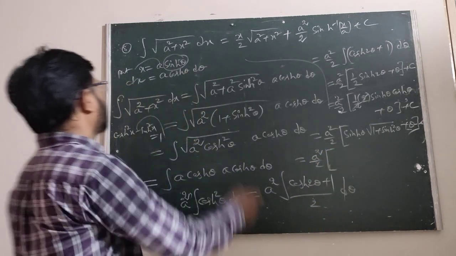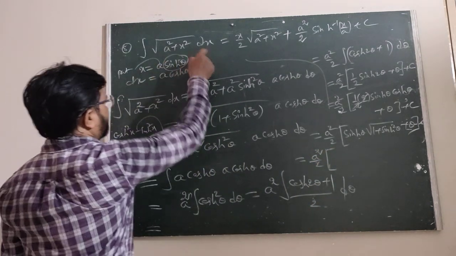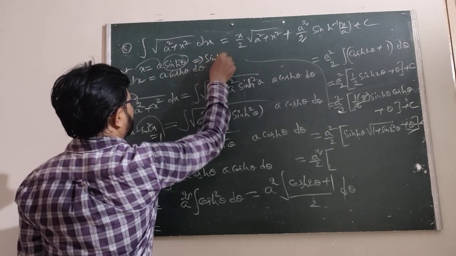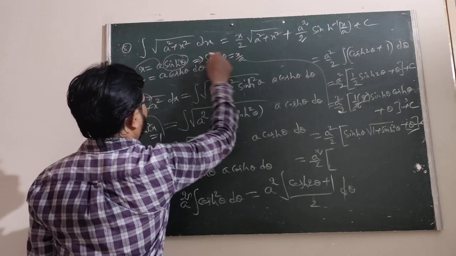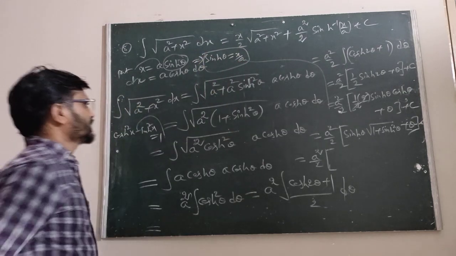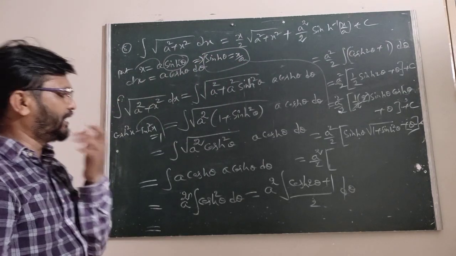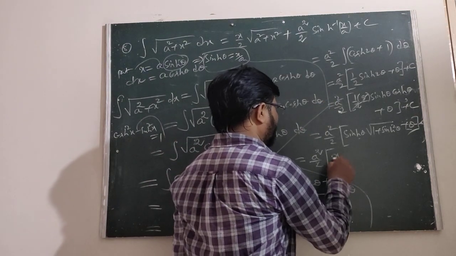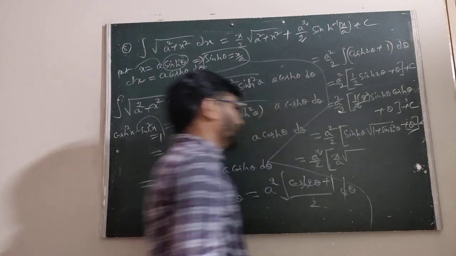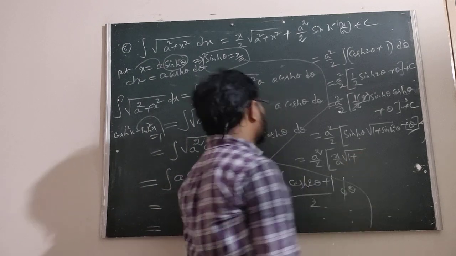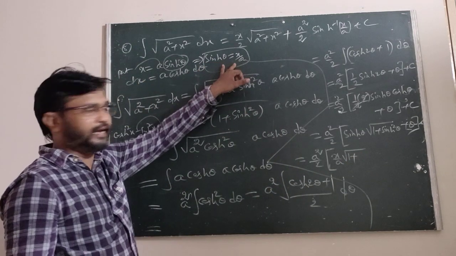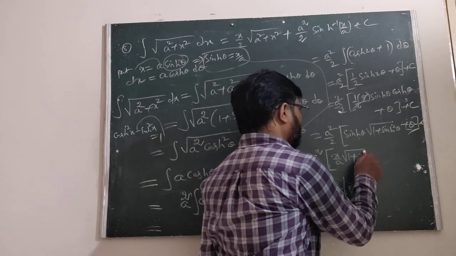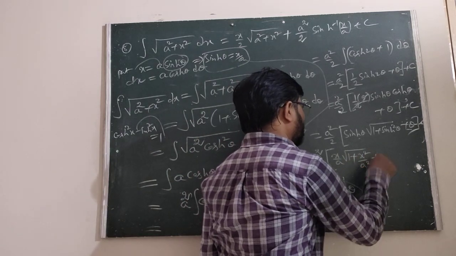Sin h theta is x by a. Is it okay? The sin h theta is x by a. Now we are substituting sin h theta is x by a under root 1 plus sin h square theta. Sin h square theta is x by a whole square, which is x square by a square.